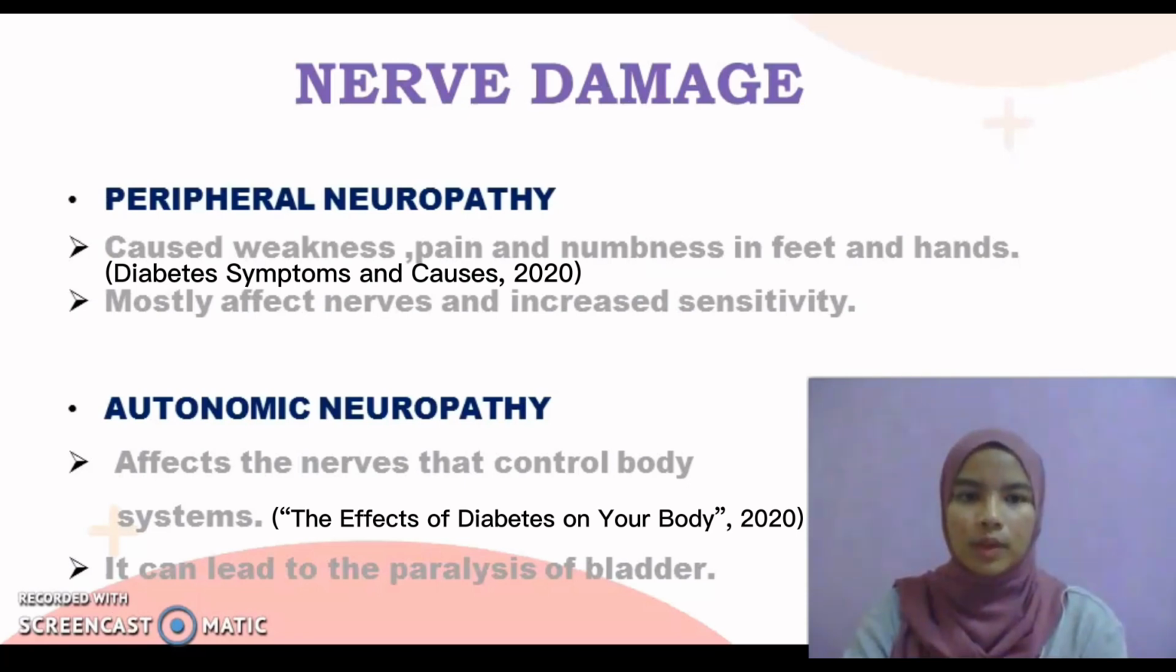Autonomic neuropathy affects the nerves that control body systems. It is usually caused by an abnormal protein buildup called amyloidosis in the organs. It can lead to paralysis of the bladder, which means that the bladder cannot function normally. The symptoms are dizziness, constipation, and sometimes heartburn.